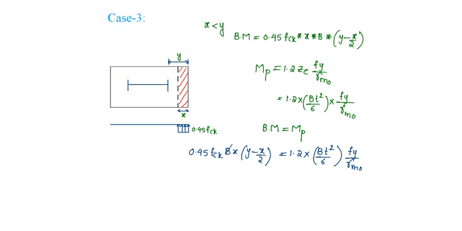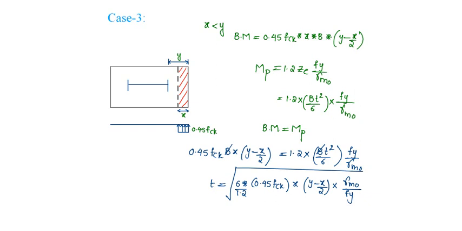From this, b and b get cancelled, so thickness will be equal to root of 6 times 0.45 fck into x into (y minus x by 2) into gamma m0 by fy divided by 1.2. If x is greater than y, then bending moment will become 0.45 fck into b into x, and x by 2 will be the CG distance then.